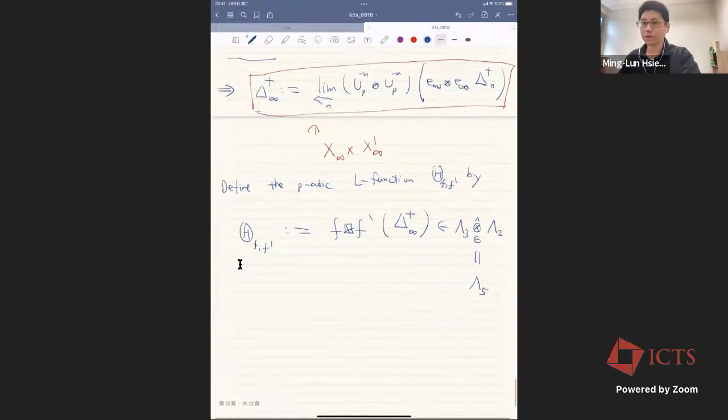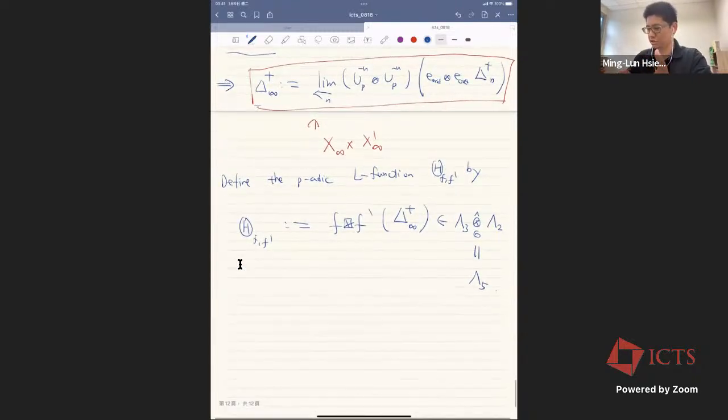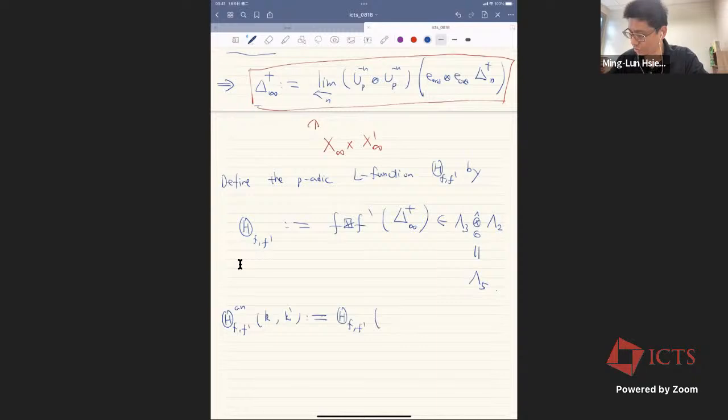Okay, and finally, I would like to... So this is an element in Iwasawa algebra, and now I need to explain its relation to L values. So it would be convenient to introduce the following notations. So I introduce k prime. So this is defined to be theta ff prime evaluated at gamma 0 k1 minus 1, gamma 0 k3 minus 1, gamma 0 k2 prime minus 1.